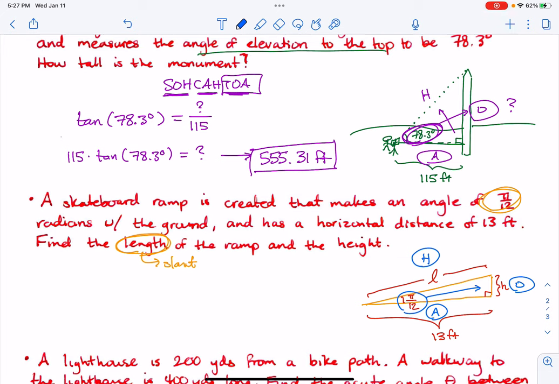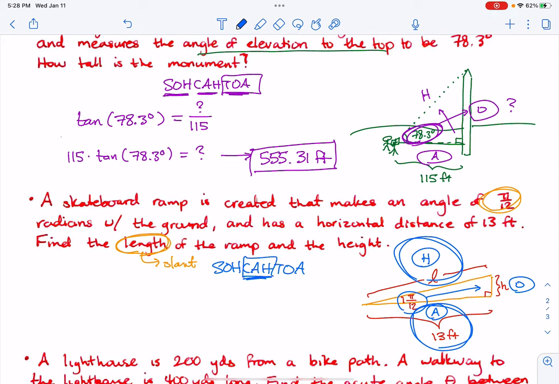Okay, so if I want to find, let's say we start with L, right? Well, we're given A, so we're given the adjacent side, and we're trying to find H. Right, write out SOHCAHTOA. Which part of SOHCAHTOA do we have to use? Well, that's going to be the CAH in SOHCAHTOA, right? It's got the A and the H. It's going to be a cosine. So cosine of pi over 12 equals 13 over L.